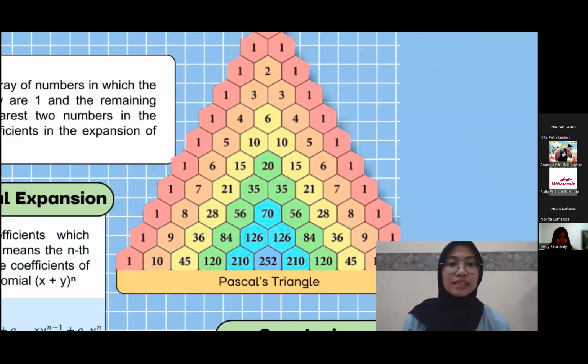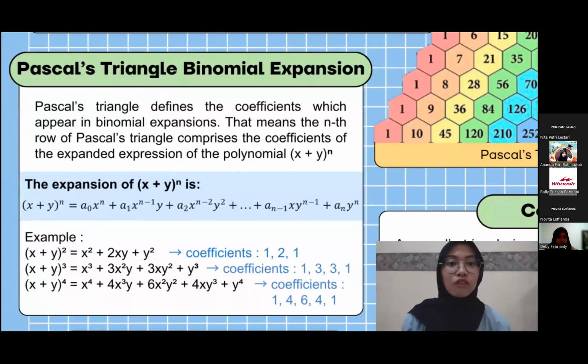Pascal's triangle is a highly significant mathematical tool in the context of binomial expansion. Pascal's triangle defines the coefficients which appear in binomial expansions. Basically, binomial expansion is a method for breaking down or expanding binomial expressions, such as (x + y) to the power of n, where x and y are real numbers or variables, and n is the nth row of Pascal's triangle, and it's a non-negative integer.